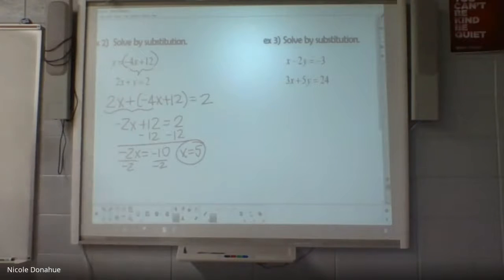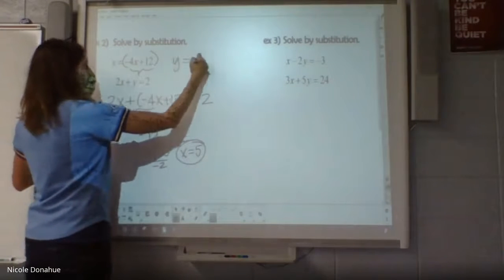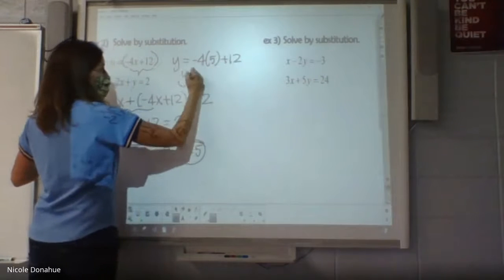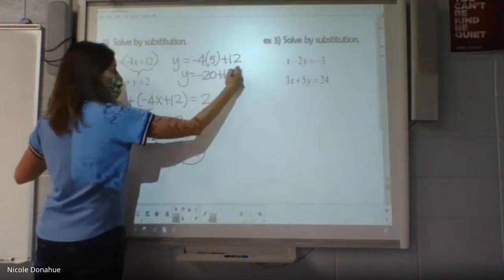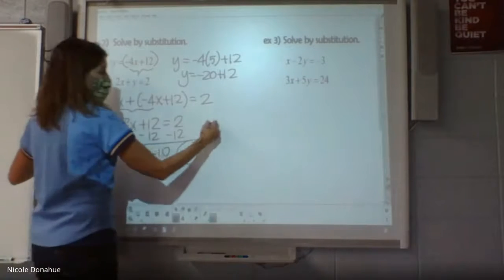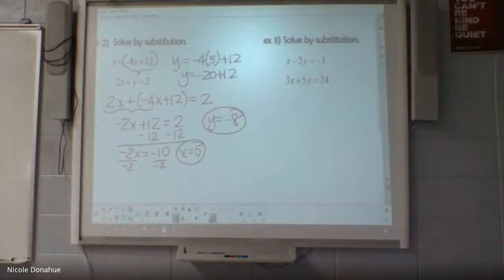So I like substituting it back into the one I used in that first step. So we end up with a negative 8 then, I think, for our y value. You are correct. Thanks, Gabby.